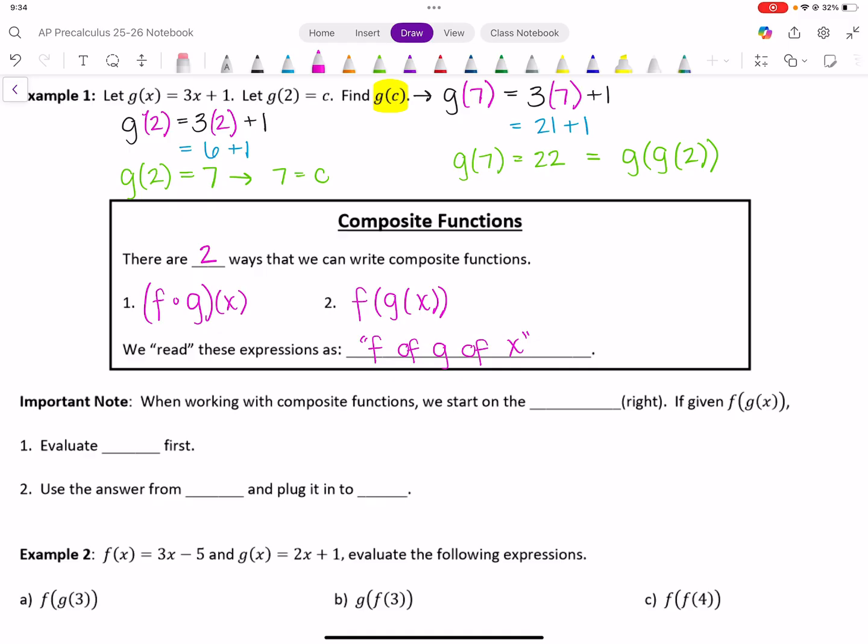And it is important to note that when we are working with composite functions, we always start on the inside with what we are going to evaluate. Just like your order of operations says that you have to start inside of a group, we always evaluate the inside first, which in that case would be g of x. Then we would take the answer from g of x and substitute that in to f of x. So you're always going to work from the inside out.